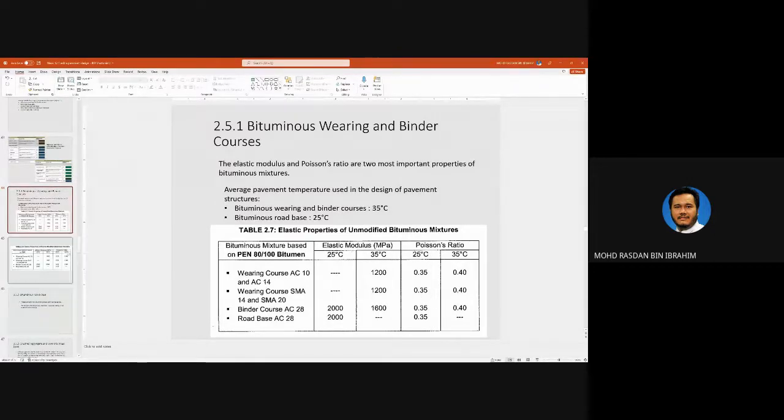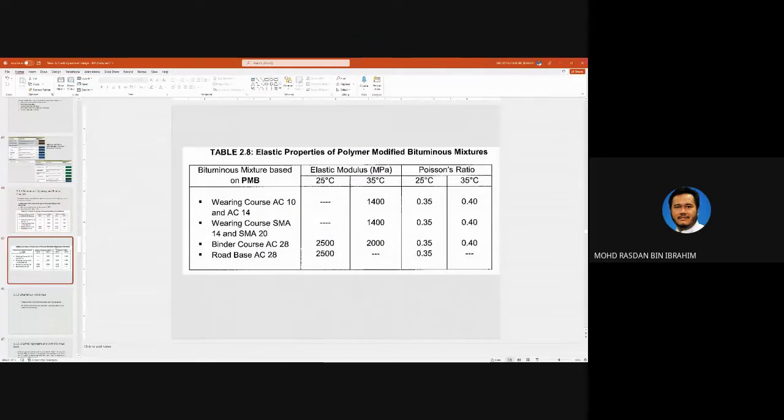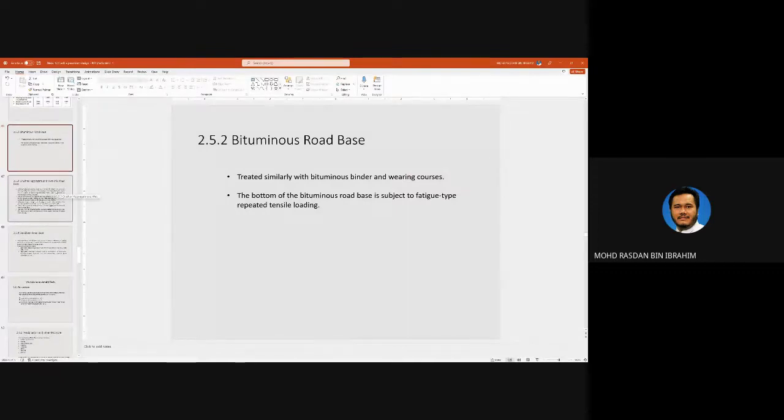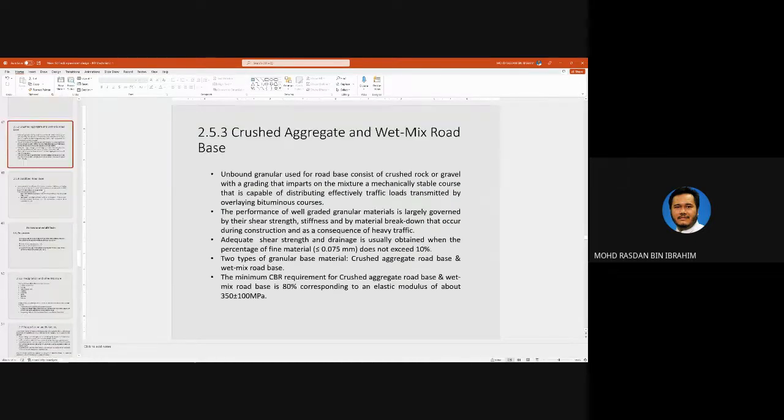These are typical values. If it is polymer modified binder, meaning that the mix is using polymer modified bitumen, these are the elastic modulus and the Poisson ratio. So the road base is treated similarly with the bituminous binder and wearing course. And the bottom of the bituminous road base is subject to fatigue load. This I already mentioned just now, right? Alright.